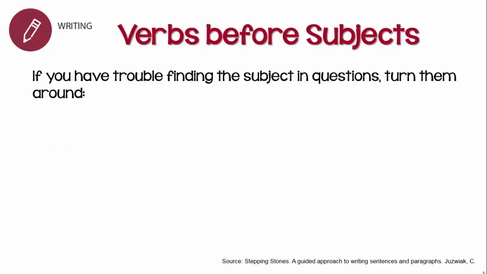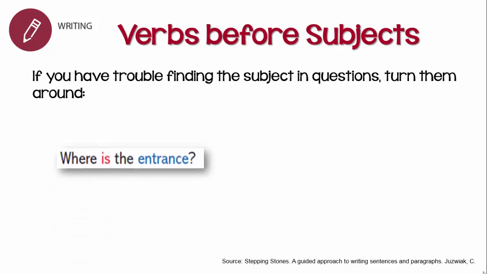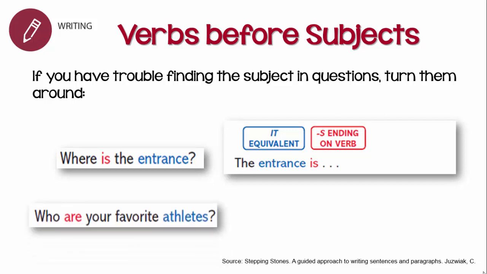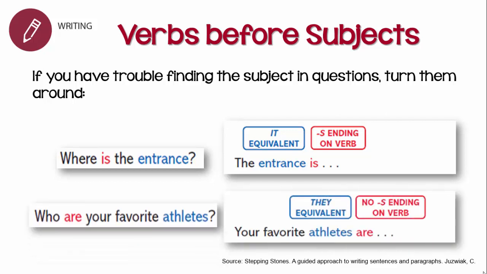So if you have trouble finding the subject in a question, turn them around. Where is the entrance? The entrance is, and now I have made clear that entrance is a subject, and I can make it agree with the verb is. Who are your favorite athletes? Your favorite athletes are, and again I have made the subject evident.